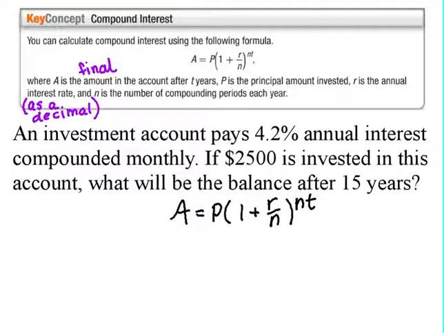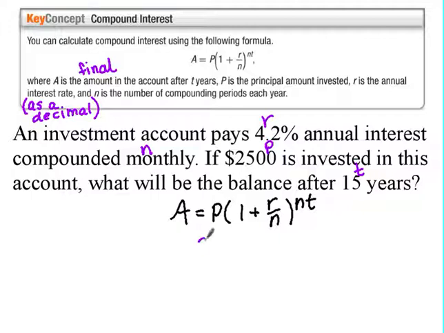So let's plug in what we know. An investment account pays 4.2% annual interest compounded monthly. If $2,500 is invested in the account, what will be the balance after 15 years? So 4.2%, this is going to be your rate. Compounded monthly, that's going to be the number of times compounded each year. 2,500 is going to be what? Your principal, okay? And then 15 years is going to be your time. So now we just need to plug those into the formula.